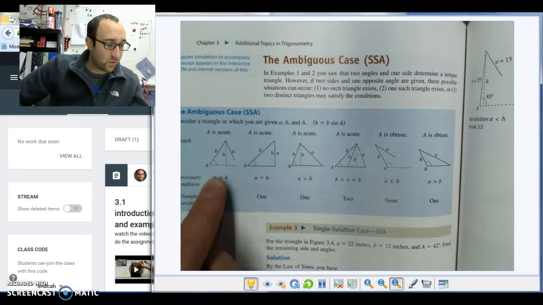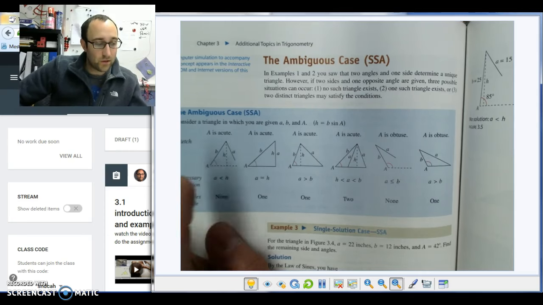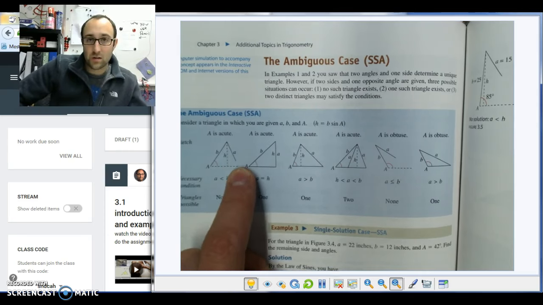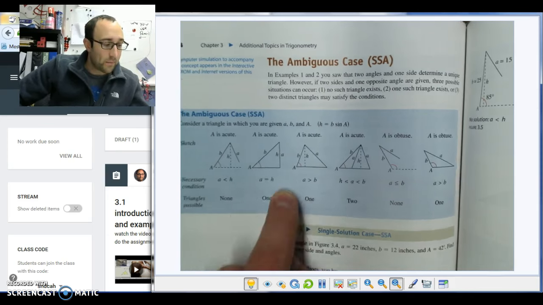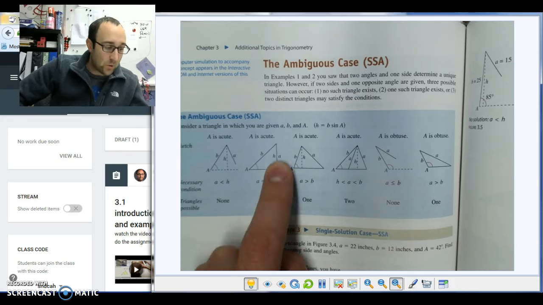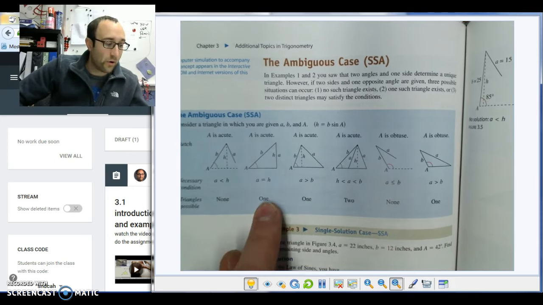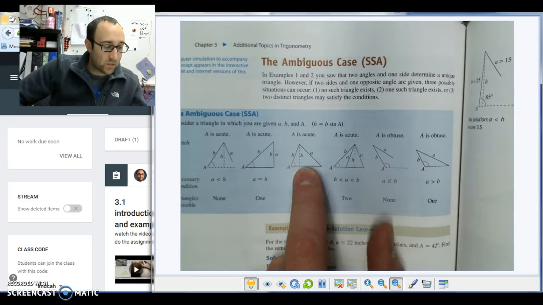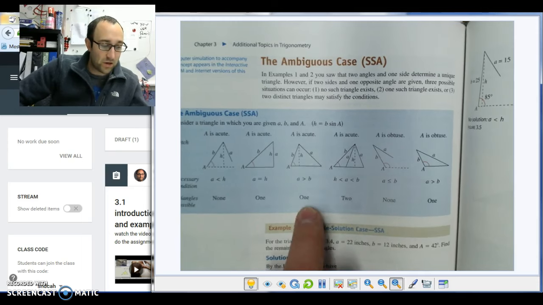So if A is acute and little a is less than h, and h is the height, then it's not going to come down all the way and connect here. So that means we're not going to get a triangle. So how many triangles do we have? Well, none. Then the next one is, what happens if a equals h? If a is the height, that makes it a right triangle, which means we're only going to have one triangle that we could possibly get. And then the next one is, what happens if a is bigger than b? That means we can only make this one triangle.